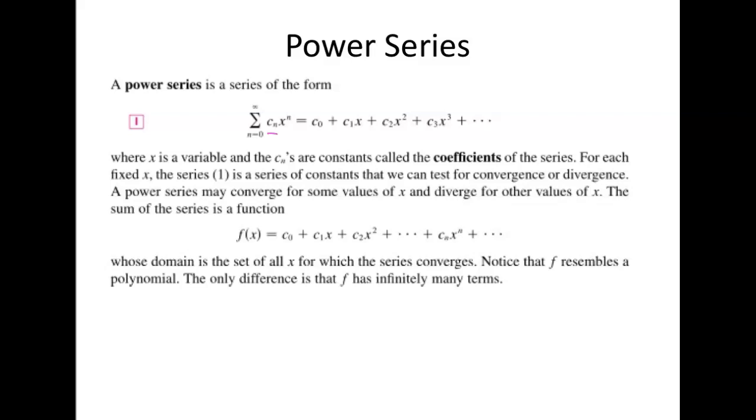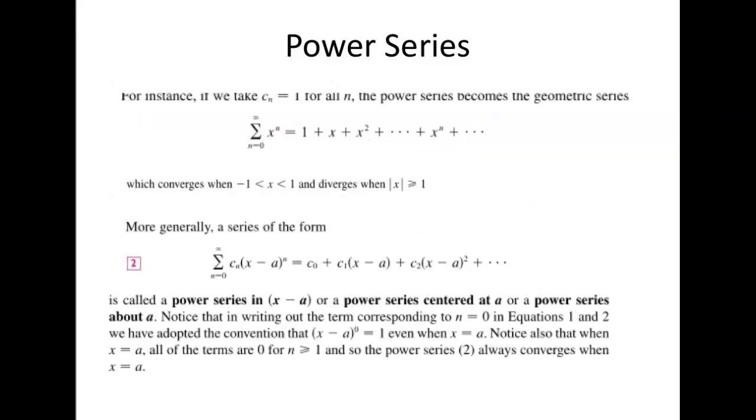If we look at this infinite series, where it's c0, c1x, c2x squared, c3x cubed, it kind of resembles a polynomial, but it's a polynomial with infinitely many terms. Depending on the value of x, this series could converge or diverge. More specifically, this series is a geometric series, if we let all c_n equal 1.